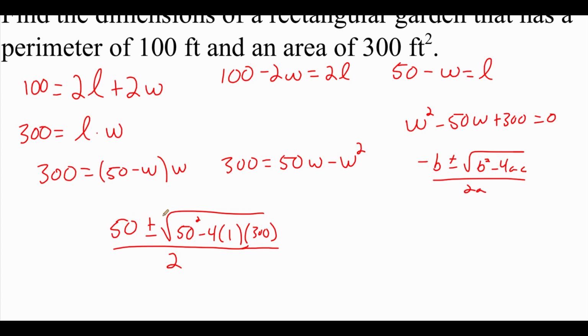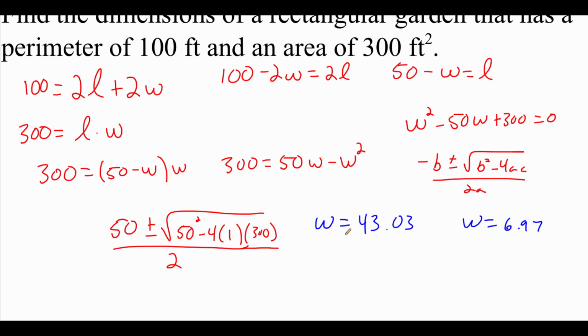Now we're going to get two answers in here because of this plus and minus. So if I do 50 plus this square root and then divide that answer by 2, we're going to get a W value of about 43.03. But if I do the subtraction instead, 50 minus the root and then divide that answer by 2, we're going to get a W value of about 6.97.